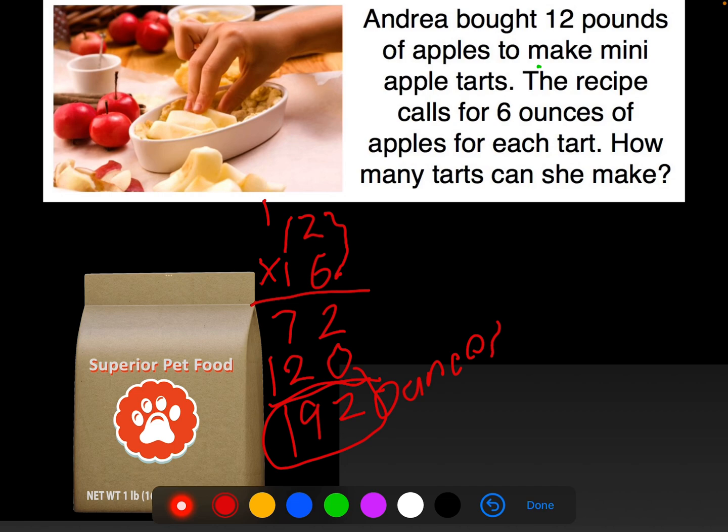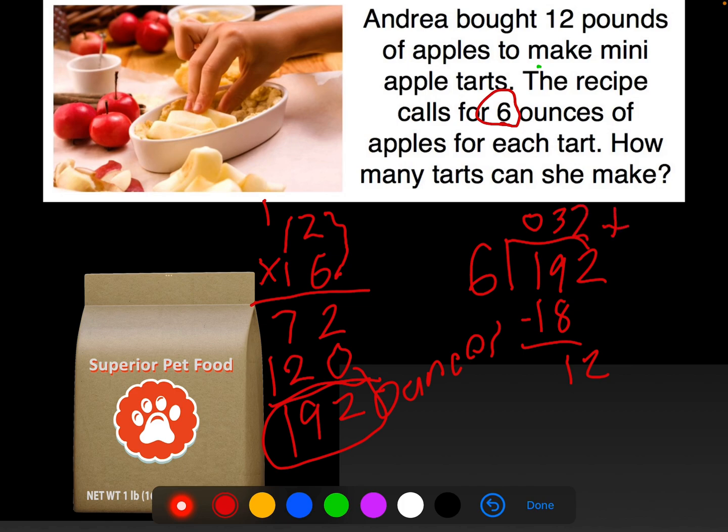So if we have 192 ounces, now I need to figure out how many times 6 goes into there for each one. So 6 into 192, or 192 divided by 6. Well, I know 6 can't go into 1, but 6 can go into 19. And 6 times 3 is 18, which leaves us with 1. Bring down the 2, 32. So she could make 32 tarts. So we had all the information we needed in order to solve.